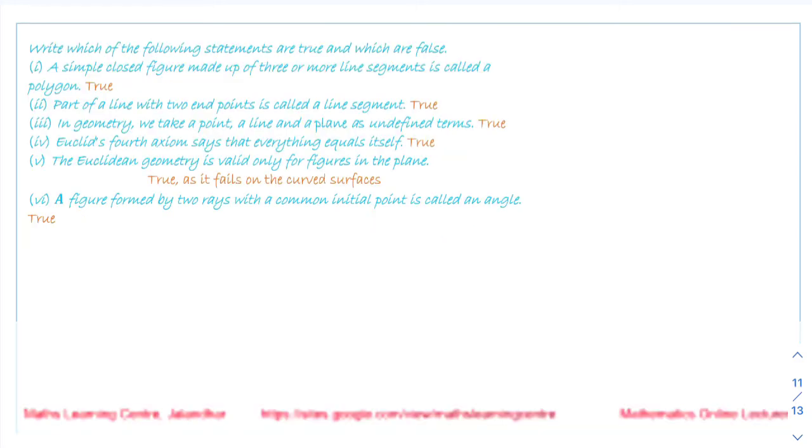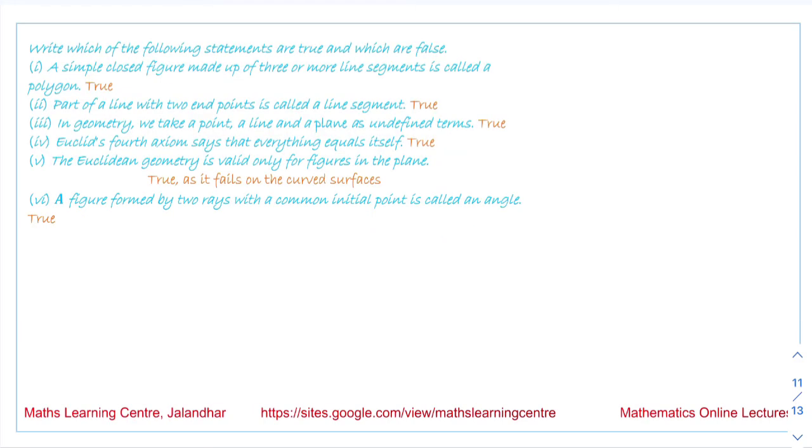Now in the next question, these are true and false type questions. So first is, a simple closed figure made up of 3 or more line segments is called a polygon. This is just the definition of polygon, that is any closed figure which has 3 or more sides. So we are talking about triangle, rectangle, square, if pentagon is there, hexagon is there. So these all are polygons.